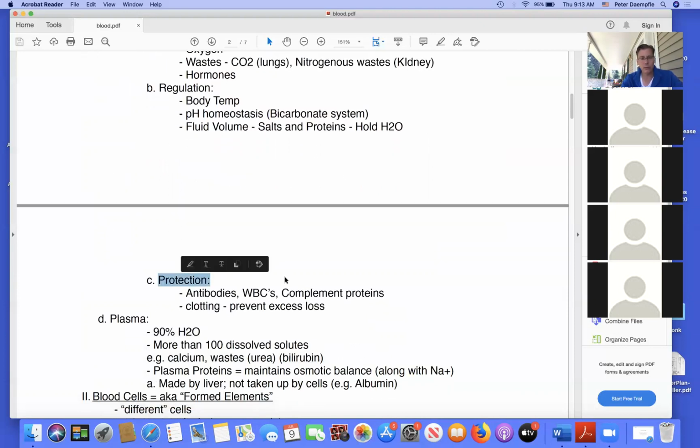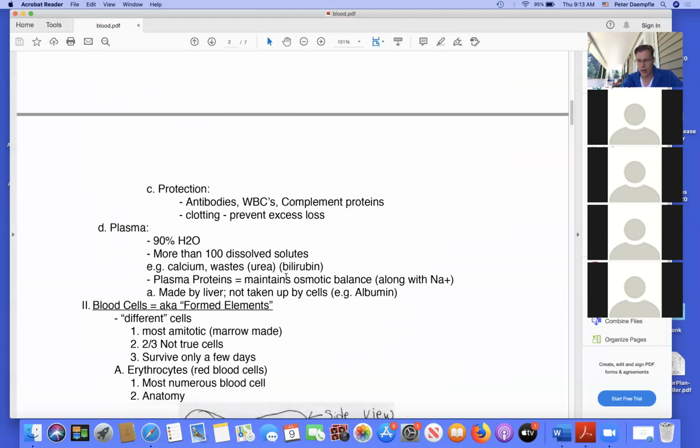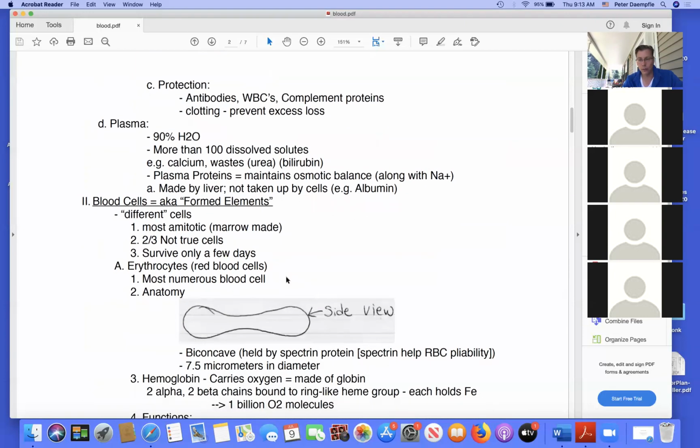Last but not least is protection. The blood protects you from the enemy. Antibodies, you've heard a lot about that in the news, right? And I'm kind of excited about the coronavirus treatment with antibodies.